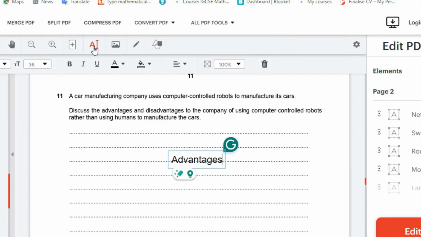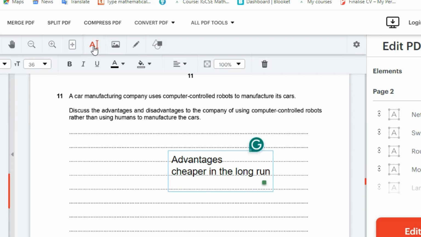Number 1 advantage of using computers over humans is that computers are cheaper in the long run. That is, to pay humans can be expensive, but when you use computer control robots, they are cheaper in the long run.